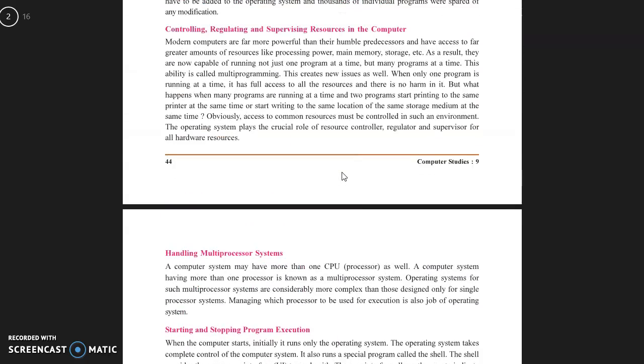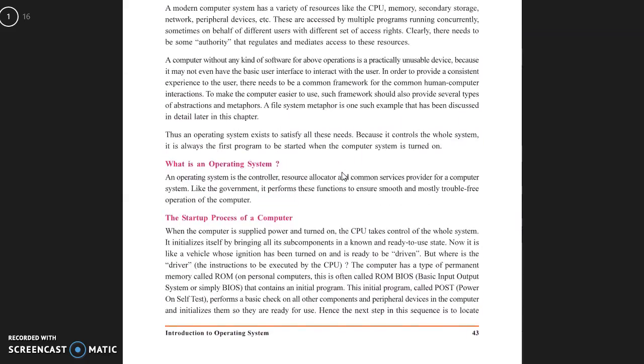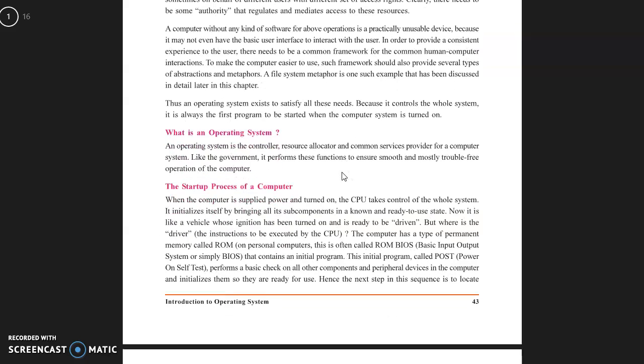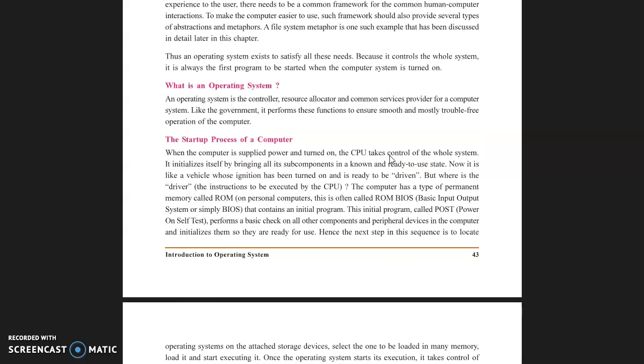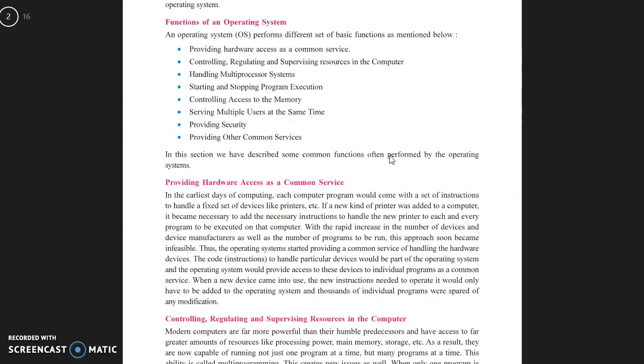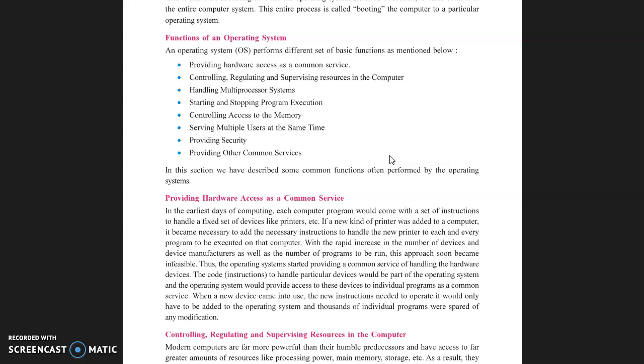Hello everybody. Today we continue our fifth chapter, Introduction to Operating System. We already covered some topics. What is an operating system? An operating system is a controller, resource allocator and common service provider for a computer system. In the same way, we are now continuing the functions of operating system.